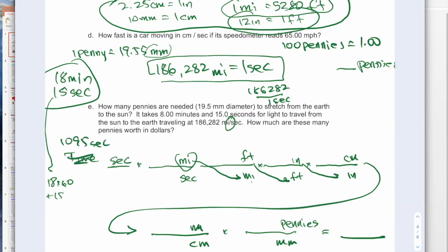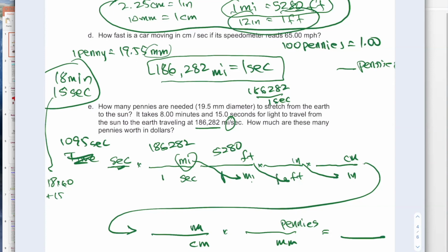Because your conversion factor is seconds here, you can't use minutes. You got to convert it to seconds. So take 18, multiply by 60, and then add 15 to that. Now we can just let the dimensional analysis work its magic. We know that for 1 second, it's 186,282. You know that for 1 mile, it's 5280. I'm just writing now the values associated with each unit.